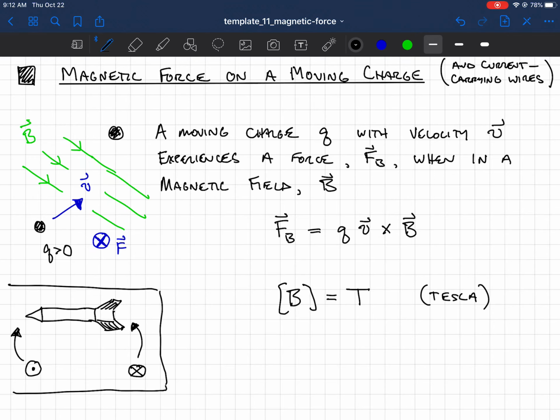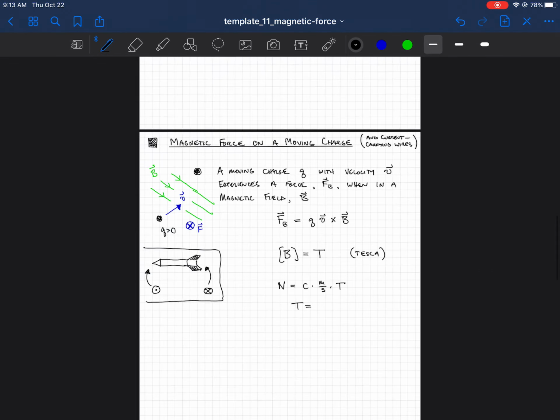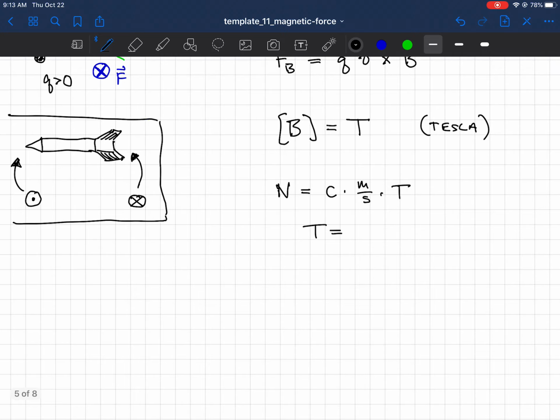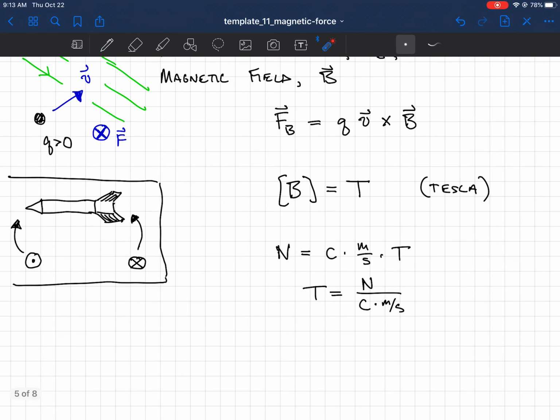So the magnetic field is in units of Tesla, and just from that equation you can see that, well, we have newtons is equal to coulombs times meters per second times Tesla. So I guess that a Tesla is equal to a Newton over Coulomb meters per second, just using this equation here to figure out what the units are.